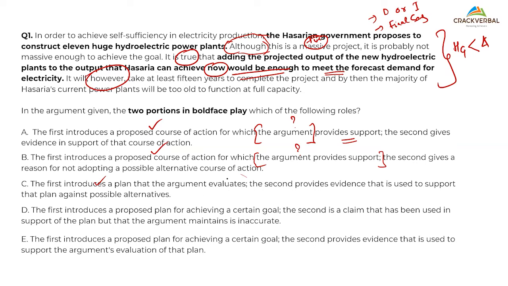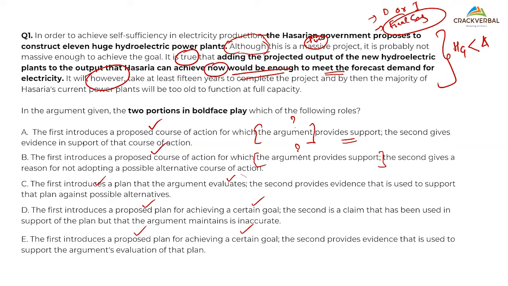Perfect. Let's keep this. First introduces a proposed plan for achieving a certain goal. This also looks nice. Excellent. Now, move on. Now you will say, ma'am, I couldn't really make use of anything here. So what will help me is the second one. This was purely based on the story. If you knew the story, it would have been very easy. Let's move to the second.